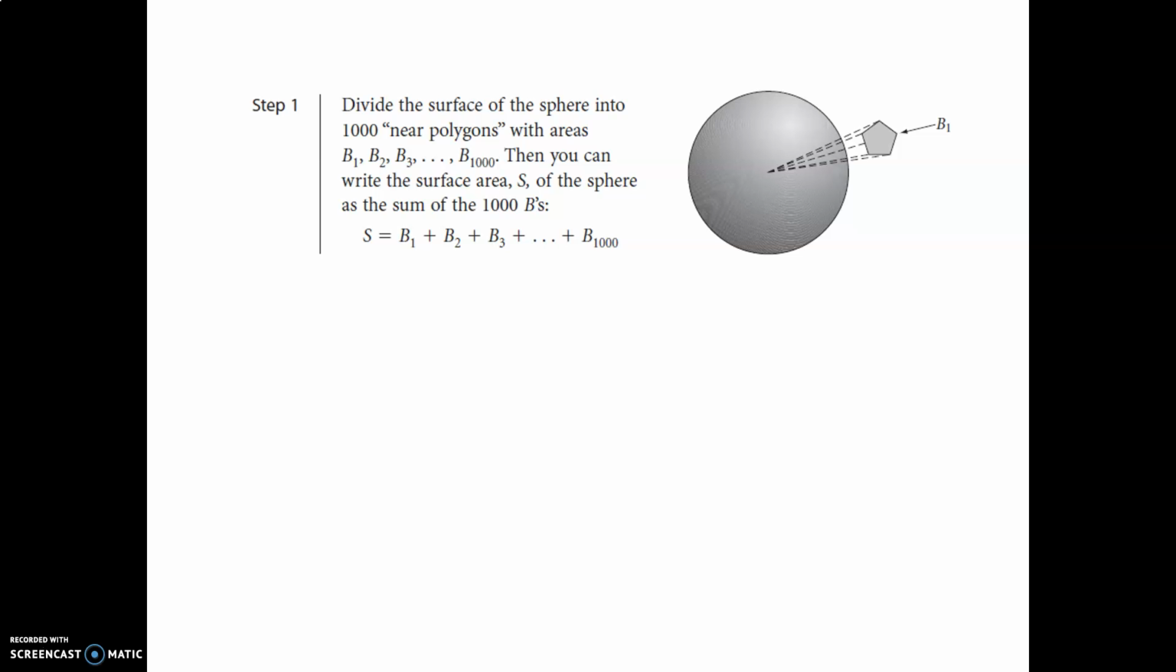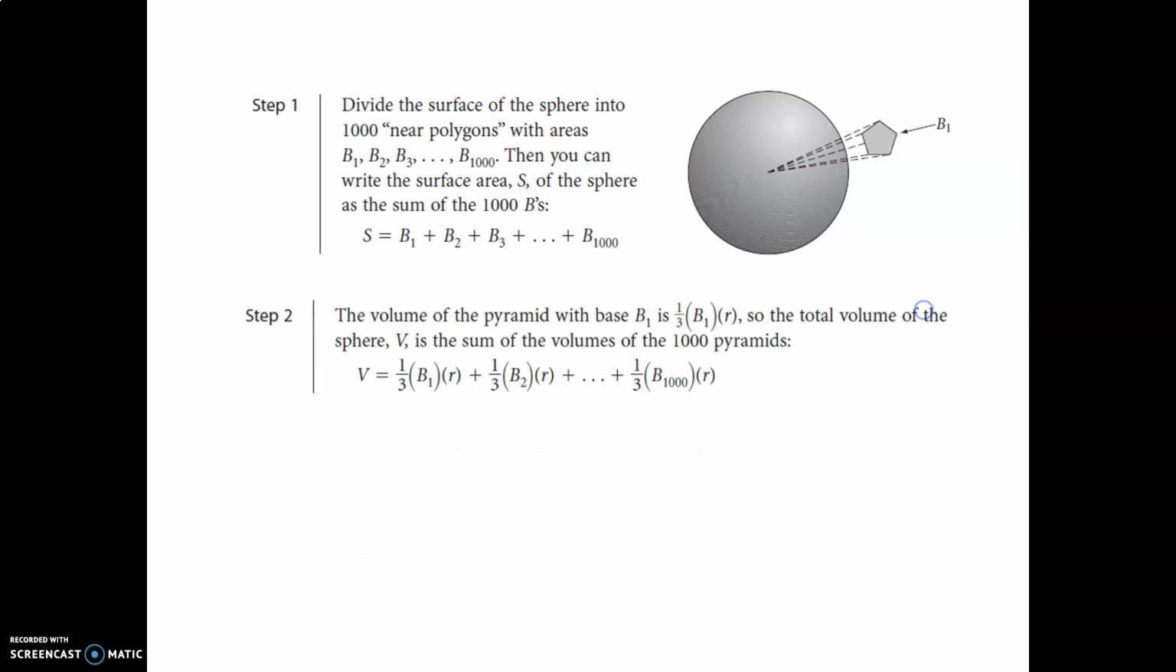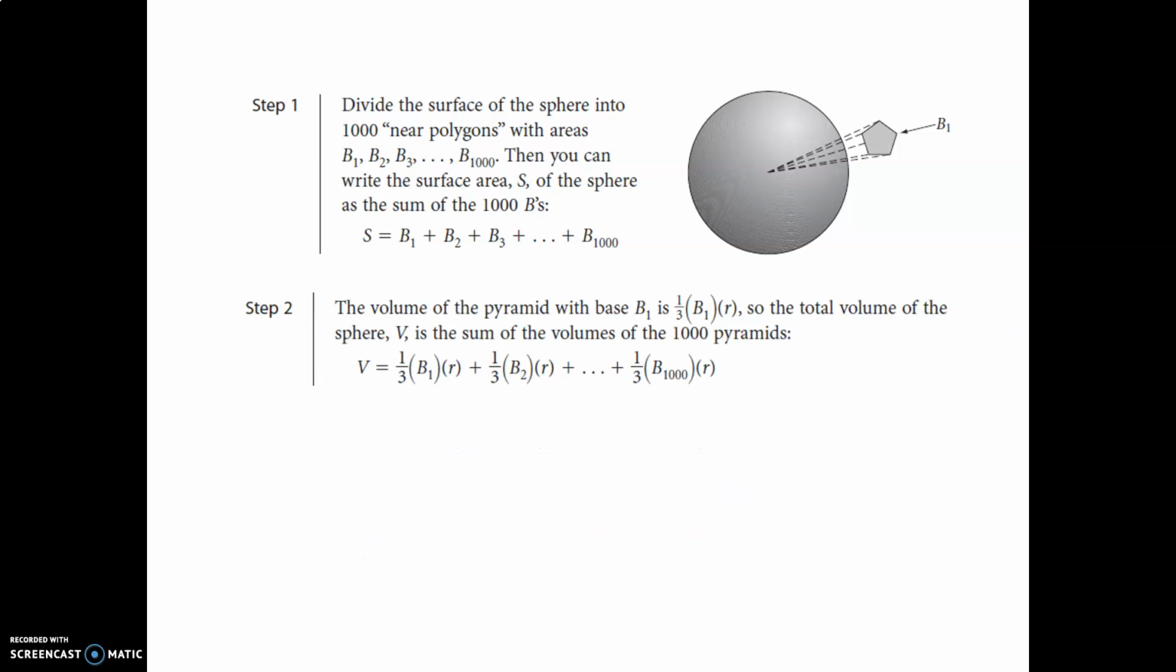So divide the surface of the sphere into these 1,000 near polygons with areas b sub 1, b sub 2, b sub 3, they go up to b sub 1,000. Imagine that there's 1,000 of these. Then you can write the surface area of the sphere as the sum of these 1,000 bases. The volume of the pyramid with base 1 is 1/3 times the area of the base, b sub 1, times the height of the object, which would be r.